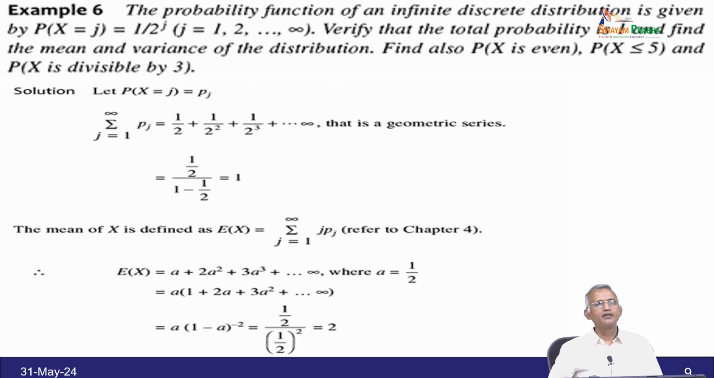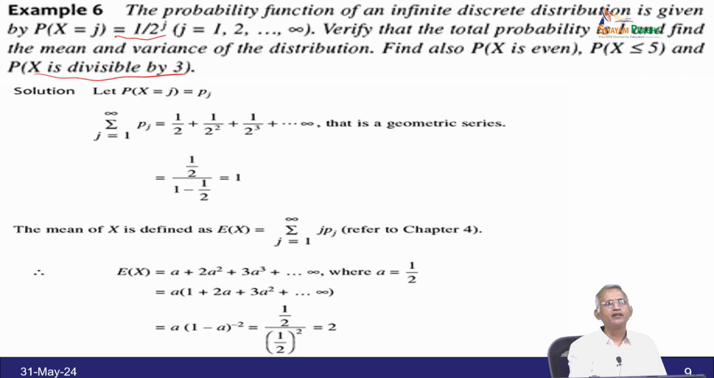Next example, the probability function of an infinite discrete distribution is given by P of x equal to j, which is equal to 1 by 2 power j, where j varies from 1 to infinity. So, we have to verify the total probability is 1 and find the mean and variance of the distribution. Also find P of x is even, P of x less than or equal to 5 and P of x is divisible by 3.